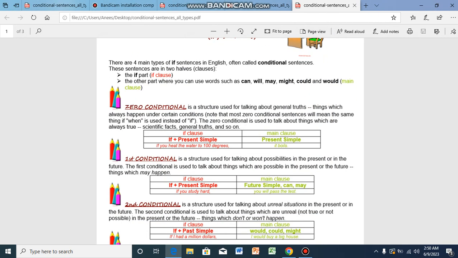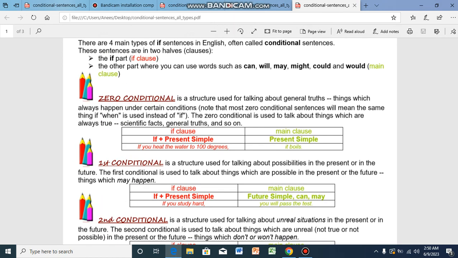In today's lecture, I'm going to teach you about four main types of conditional sentences. These sentences are in two halves, or clauses. Number one is the if clause, and the other part, where you can use words such as can, will, may, might, could, and would, we call the main clause. Let's get cracking and let's get started.